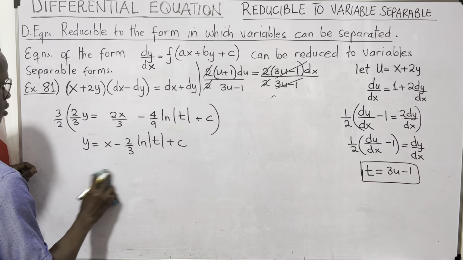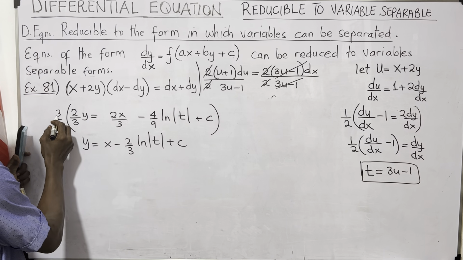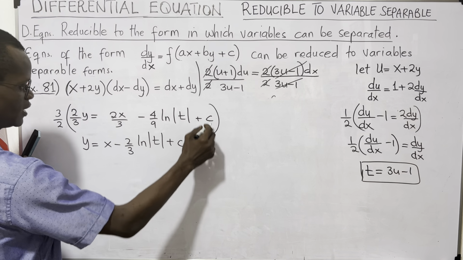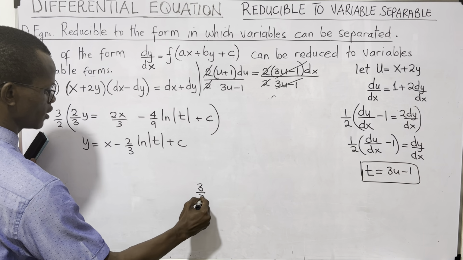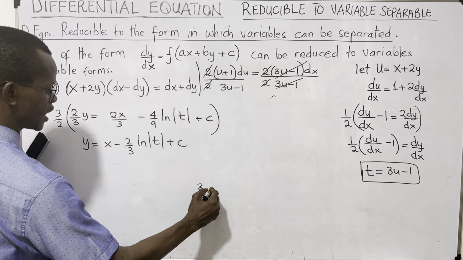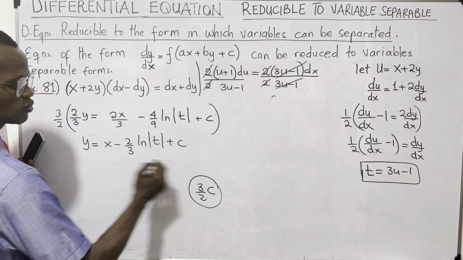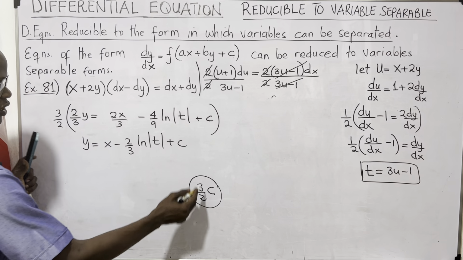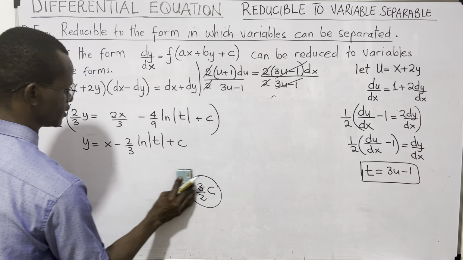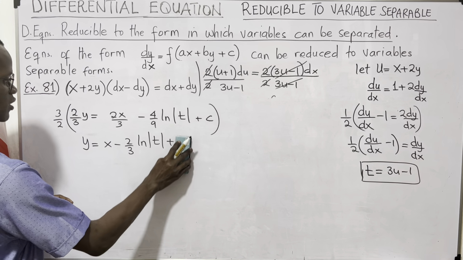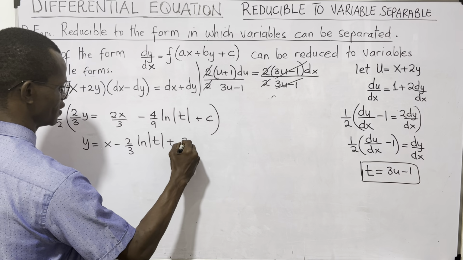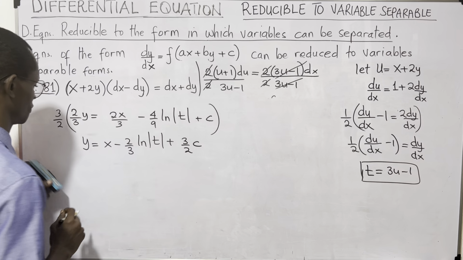Now, if you like, you can still multiply the 2 over 3 by c, because 3 over 2 times c, this whole thing is still a constant, so we just replace it with some arbitrary constant c. So let's write it first so that you can see. So it's 3 over 2c.